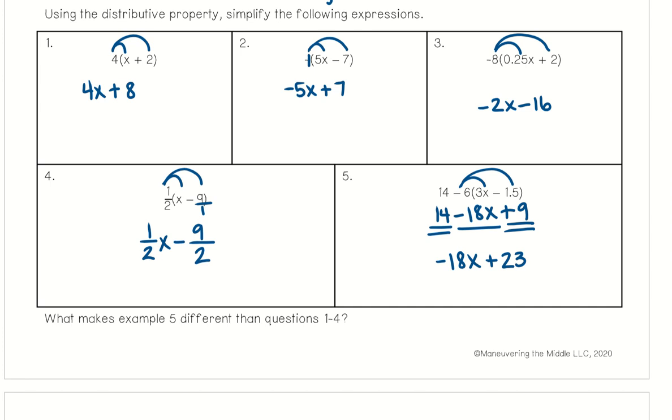A lot of people would be tempted to do 14 minus 6 and figure out what that is, and then distribute that number to the parentheses. But that's not the correct order of operations. In the order of operations, if you remember, it starts with parentheses. So we want to make sure there's nothing inside the parentheses that I can simplify, but there's something on the outside that I need to multiply times that parenthesis. So I want to take care of that first, and then addition and subtraction should be the last 2 steps that we take.